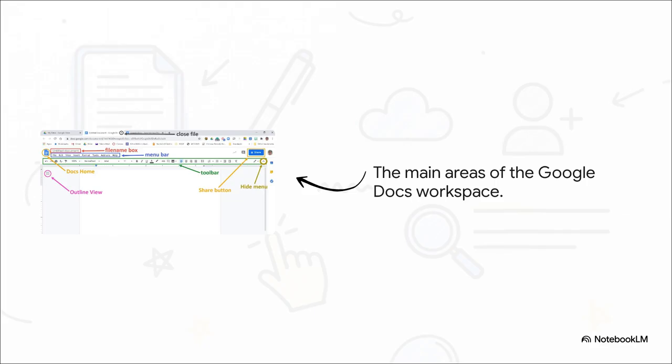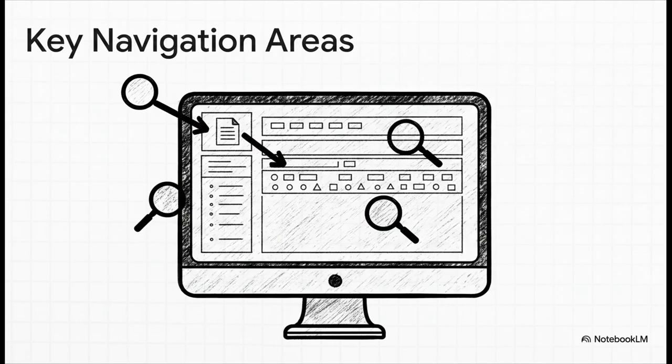highly formal reports. Directing your eyes around that workspace, let's pinpoint the key navigation areas. Way up in the top left, you've got the file name box. You just click right where it says Untitled Document to give your work a specific name. Right below that sits the menu bar, containing all the tools you're going to need to edit and format. And just under that is the toolbar, which gives you those quick handy buttons for your most popular formatting choices. You'll also see the Docs Home button to jump right back to your start screen and an outline view toggle. That outline view is a total lifesaver for finding your way around really long documents.